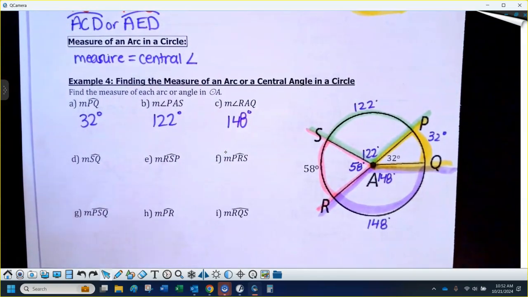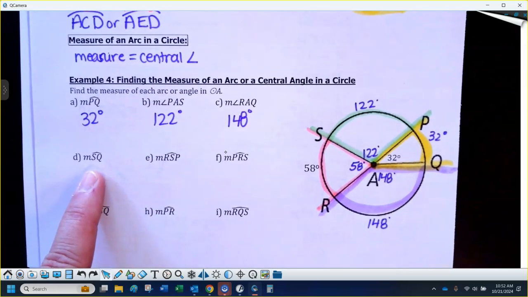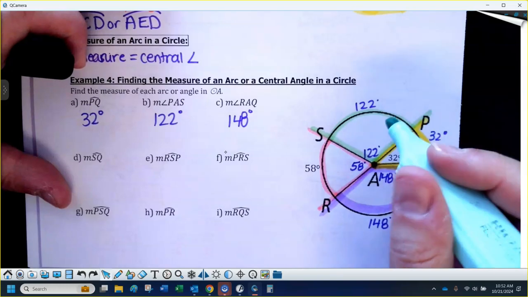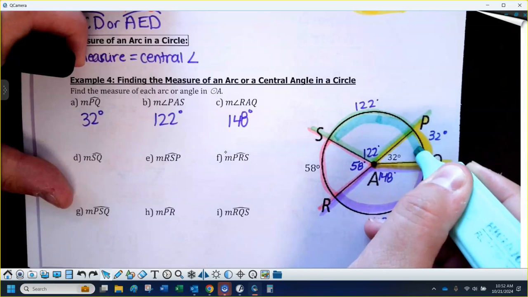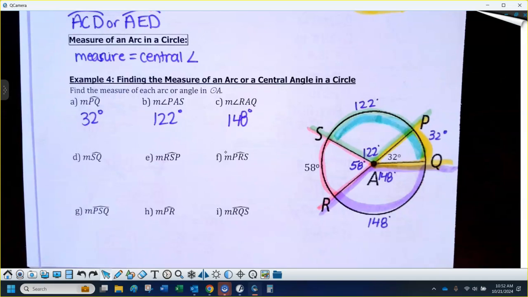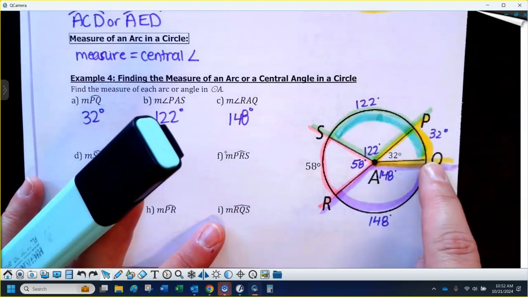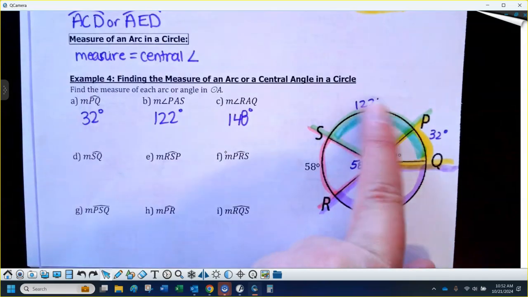Okay, now each of these is a little bit different. It's not going to match up exactly with the central angle. So this question says find me the minor arc, the measure of that, from S to Q. So here's S, and here's Q over here. How would I find the measure of that arc? I swear you have everything you need in that picture. How would you find from S to Q what the measure of that arc is? Any idea?